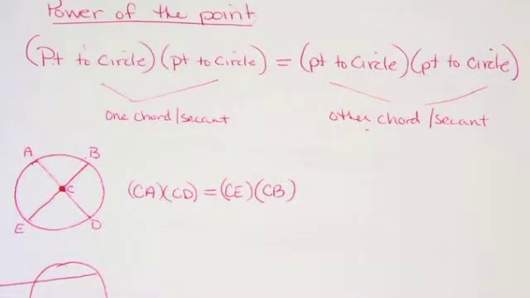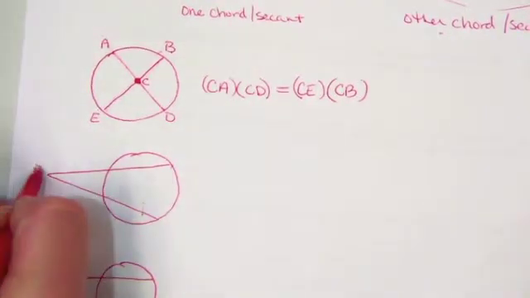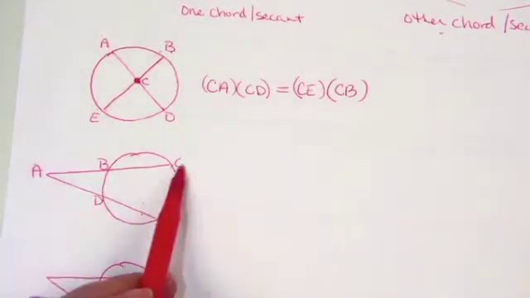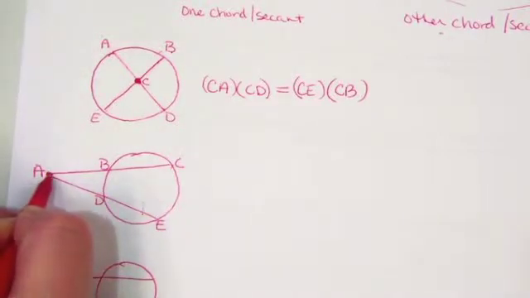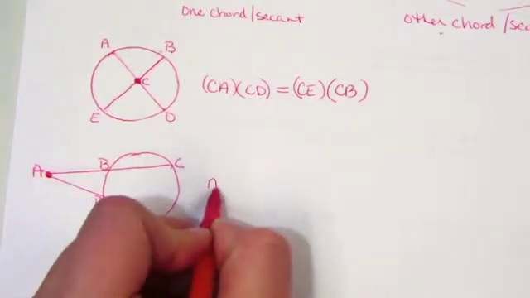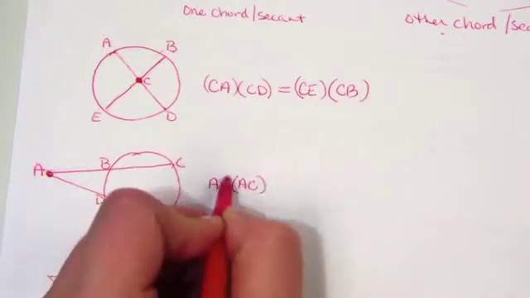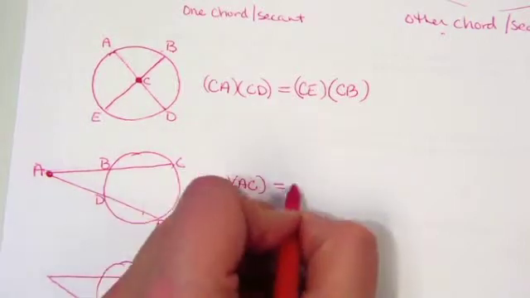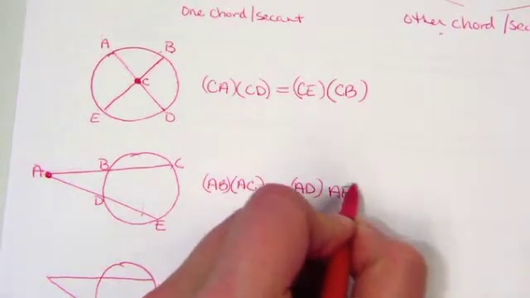That's your first theorem. In this second example of secant, secant, I'll put some letters in here. Power of the point, the secant and secant intersect at this point. So that's my power point. One secant at a time. Point to circle, AB, times point to circle, AC, equals other secant. Point to circle, AD, point to circle, AE.